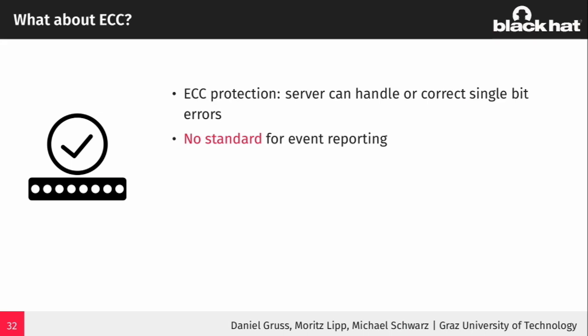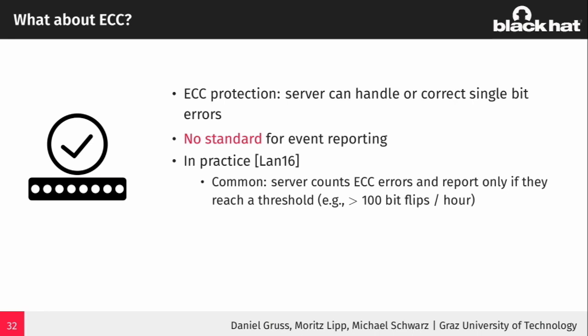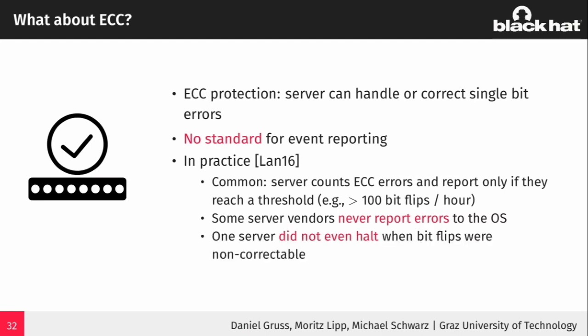That should be a lot better because they are designed to prevent exactly that. That's correct, but there is no standard for event reporting for ECC memory. And that's quite bad because there was, in 2016, a study that found that some servers count the ECC errors, and only if they reach a certain threshold, the errors would be reported. For instance, 100 bit flips per hour. Only if it goes beyond that threshold, they would be reported. And in some cases, even the OS was never informed about errors, not even uncorrected errors. And this is quite bad if the system continues running, although it has ECC memory.